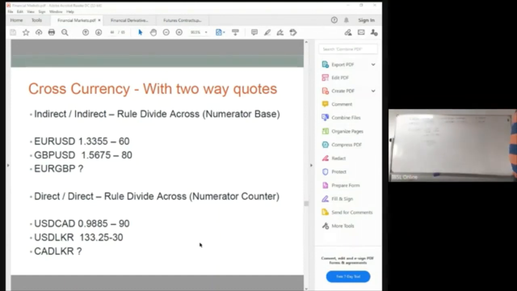Also, the Canadian dollar is stronger than the rupee, so the exchange rate you get has to be more than 1. To get a rate which is more than 1, you have to divide the rupee rate by the Canadian dollar rate. Again, both are direct. Both are direct means you have to divide, and when you divide, you have to go across.